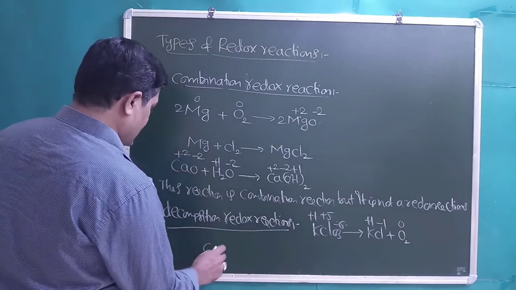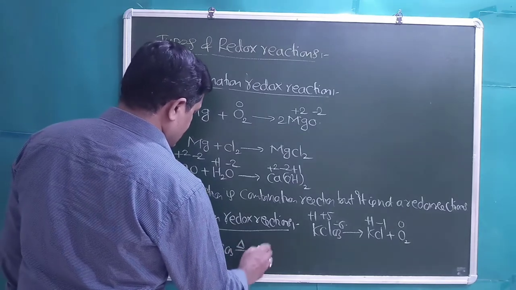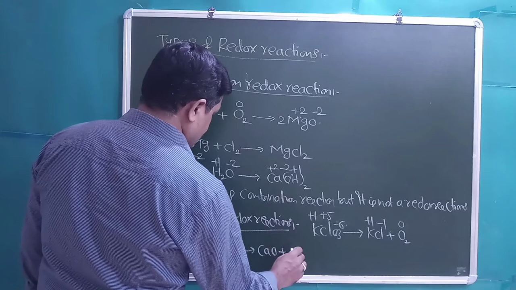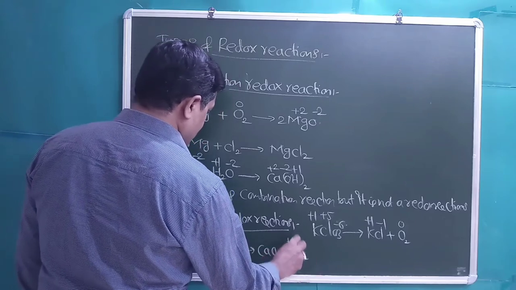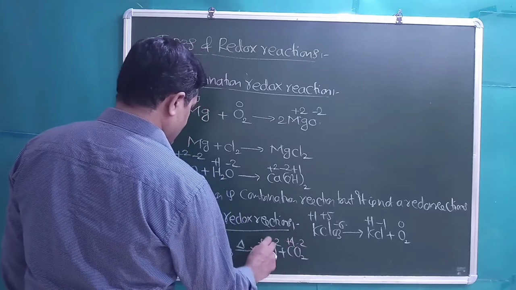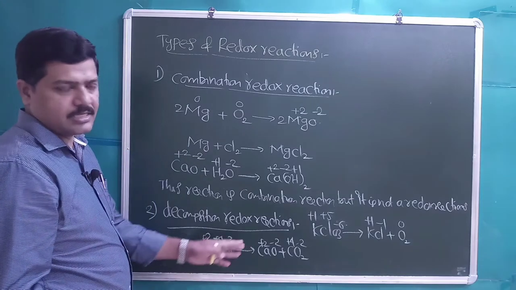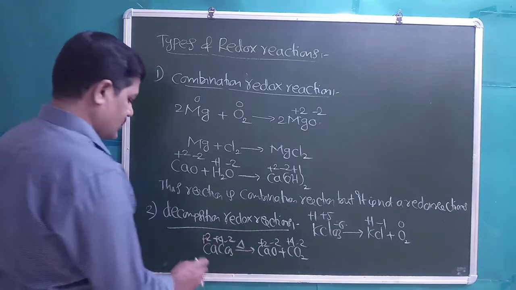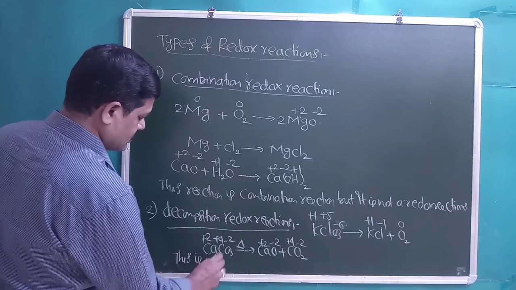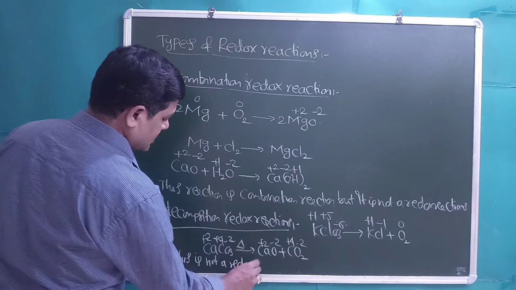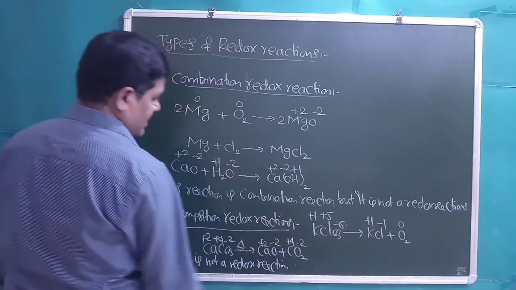But thermal decomposition of calcium carbonate, it is not a redox reaction, which gives CaO plus CO2, right? So +2 +4 -2 -2 -2, and +2 -2, +4 -2. There is no change in oxidation number for any of the elements. So this is not a redox reaction, but it is a decomposition reaction.